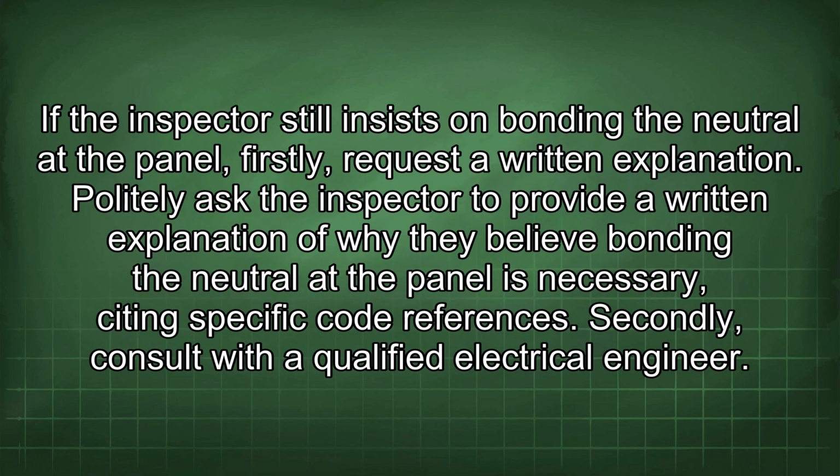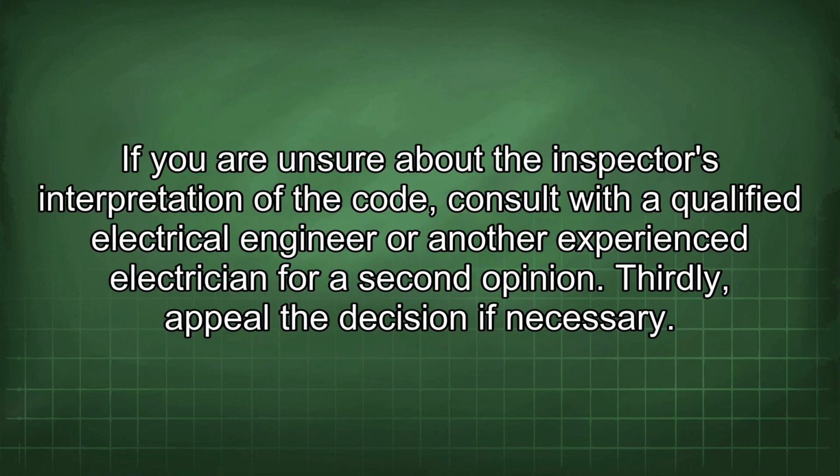If the inspector still insists on bonding the neutral at the panel, firstly, request a written explanation. Politely ask the inspector to provide a written explanation of why they believe bonding the neutral at the panel is necessary, citing specific code references. Secondly, consult with a qualified electrical engineer. If you are unsure about the inspector's interpretation of the code, consult with a qualified electrical engineer or another experienced electrician for a second opinion. Thirdly, appeal the decision if necessary.